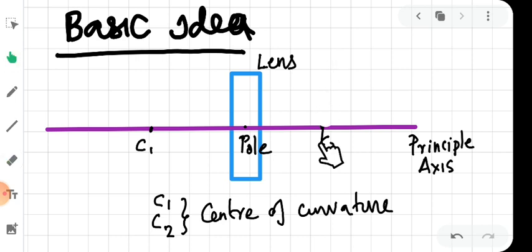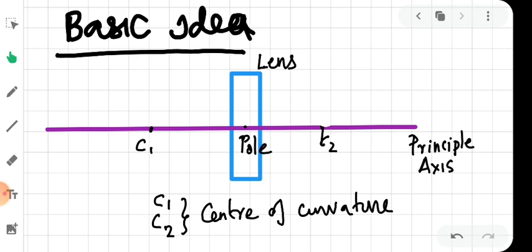And then you have C1 and C2. What are C1 and C2? C1 and C2 are the centers of curvature. As you have seen in the previous case, there were two centers of curvature, one for the first interface and the other one for the second interface. These two centers of curvature lie on either side, and they represent the centers of curvature of the two interfaces.